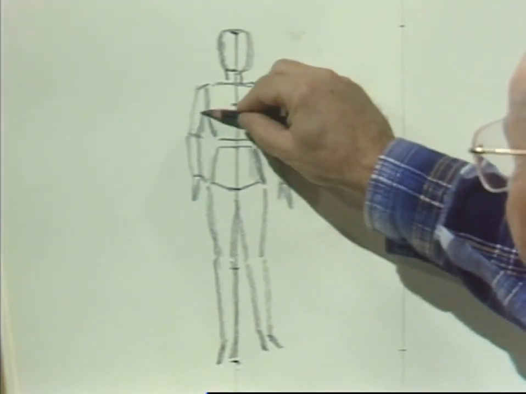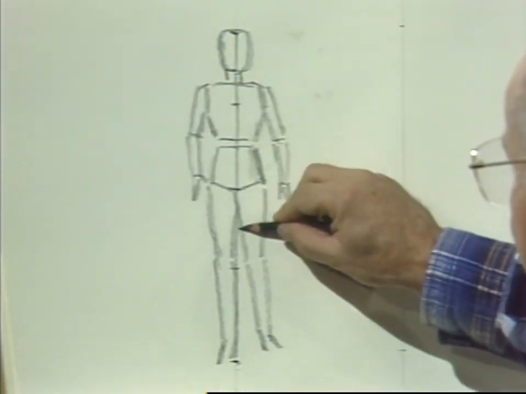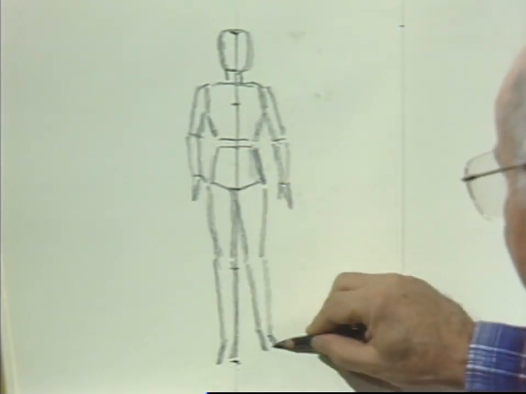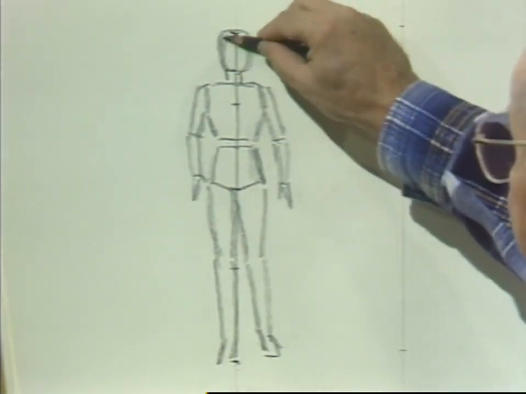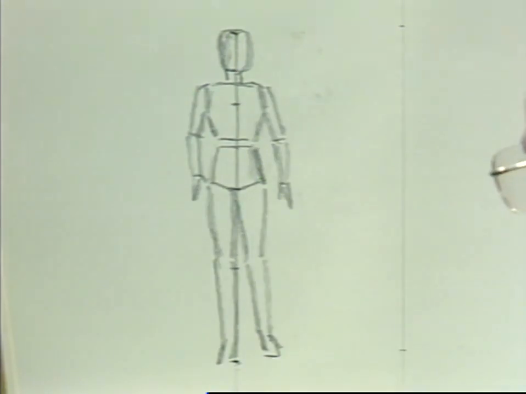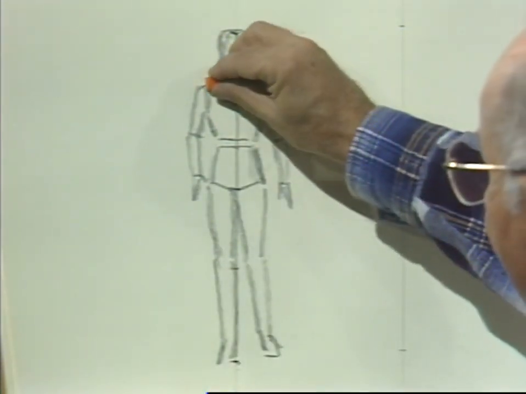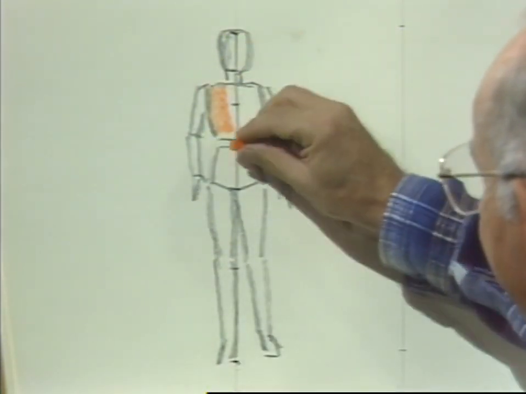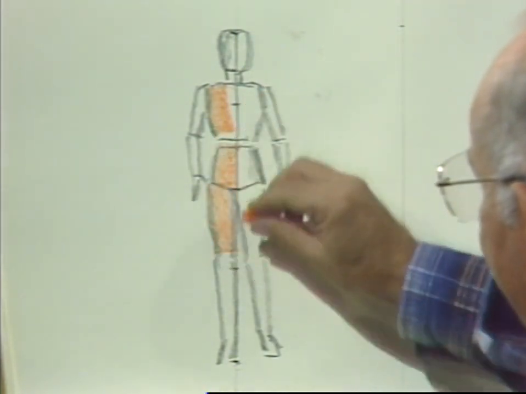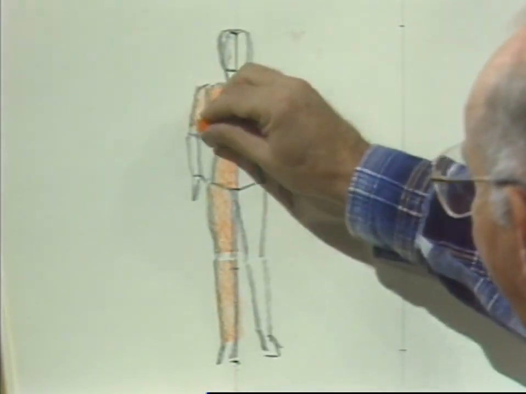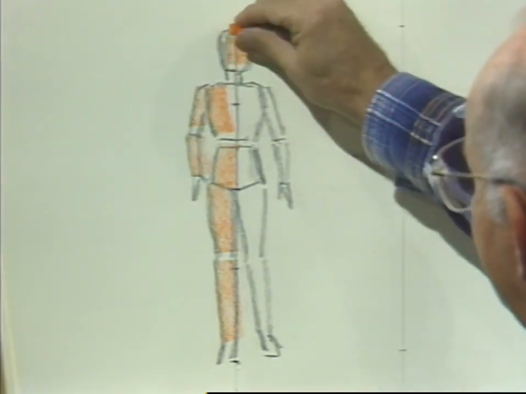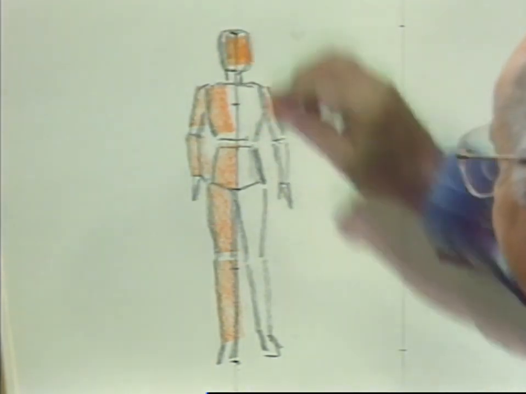There's a proportion but unrefined drawing of a figure, an adult figure, about 8 heads tall. The parts, the rib cage, the hip block, the upper leg, the lower leg, the upper arm, the lower arm, and the head.